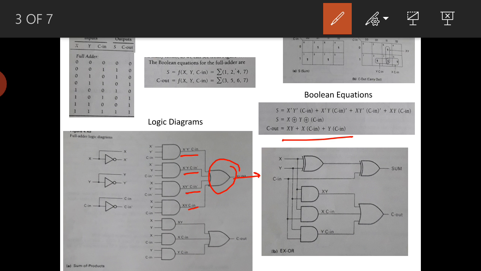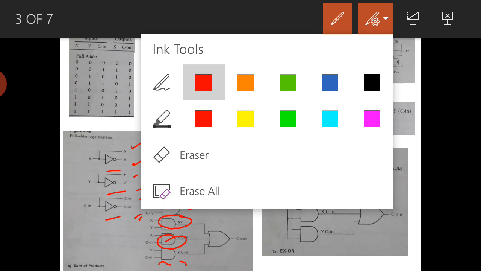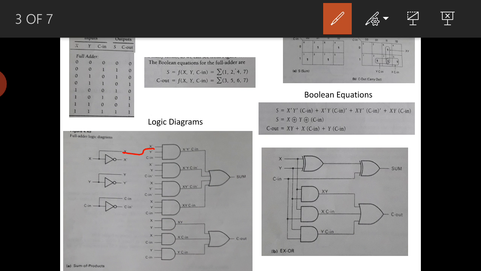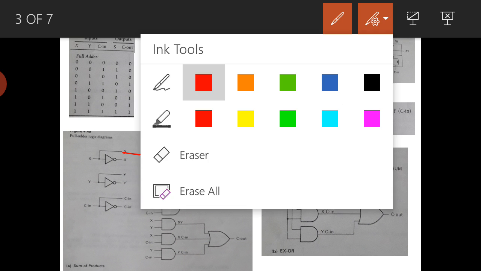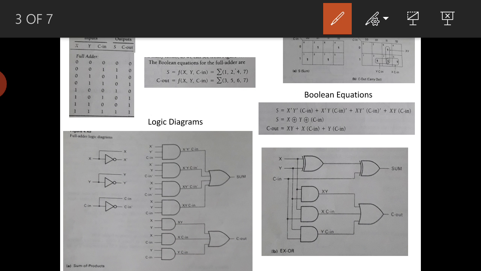Similarly for carry, 3 terms, 3 AND gates. Whatever x bar is required, we have the NOT gate here. If we need x bar, use this; if we need x, use this. Similarly y bar and y, and cin bar and cin. Wherever the connection is required, we can give it like that. So this is one of the ways in which we can realize the full adder circuit by using basic gates. The carry we are keeping the same by using basic gates.